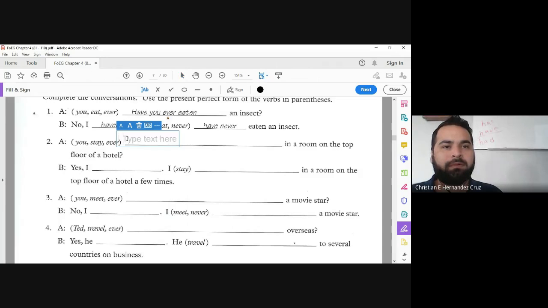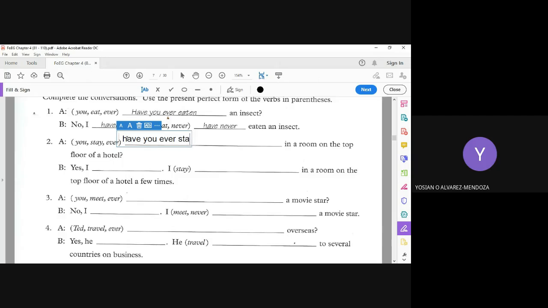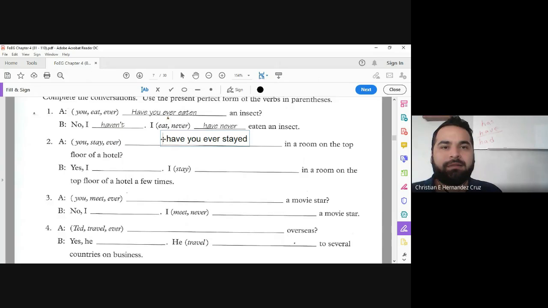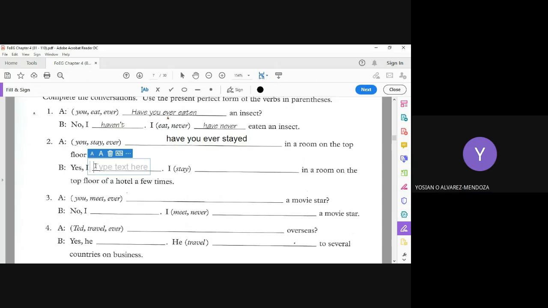Have you ever stayed in a room in the top floor of a hotel? Fantastic. Okay. What about the short answer? Yes, I did. I stayed in a room on the top floor.